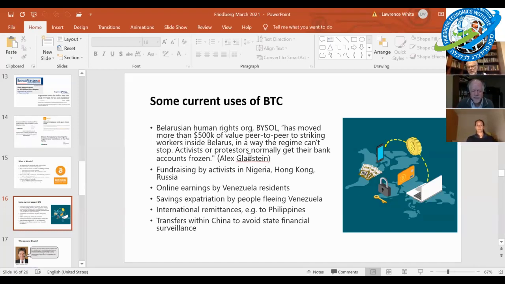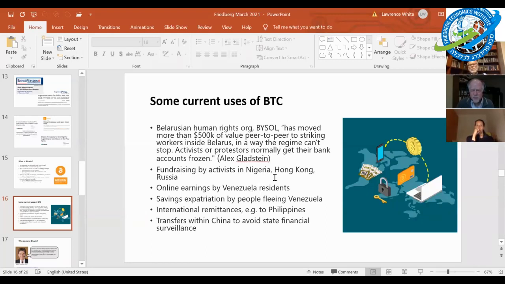There's a human rights activist named Alex Gladstein in the US who's constantly arguing on Twitter about the human rights promotion that is made possible through Bitcoin. So activists in many countries who would otherwise be censored by the government, in Nigeria, the democracy protesters in Hong Kong, the Navalny supporters in Russia, have been able to move value around without having their bank accounts suspended.